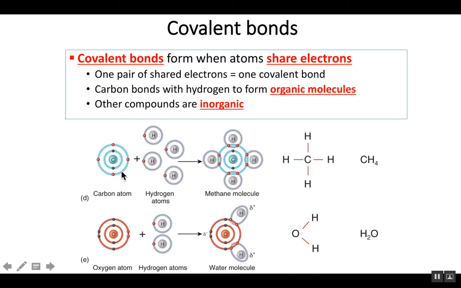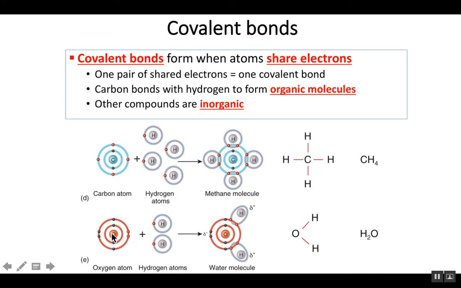Carbon has these 4 electrons in its outer shell. It wants to have 8. So what it often will do is share pairs of electrons with hydrogen. These hydrogens each have one electron in the outer shell, or the only shell. It would like to have two, so it's going to share pairs of electrons with carbon. And when carbon forms covalent bonds with four hydrogens, that molecule is known as methane, or CH4.